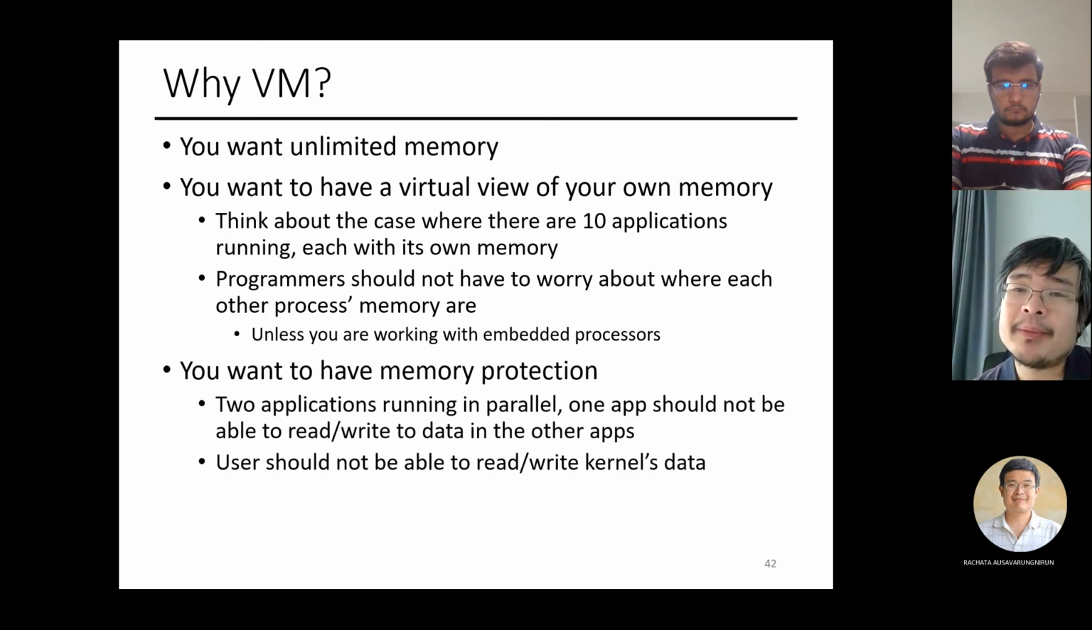You also want to have memory protection, right? When you have two applications running in parallel, you want to make sure Microsoft Word cannot see the data in Google Chrome and vice versa, right? You want to make sure it's private to the application unless you intentionally declare that it's a shared variable.